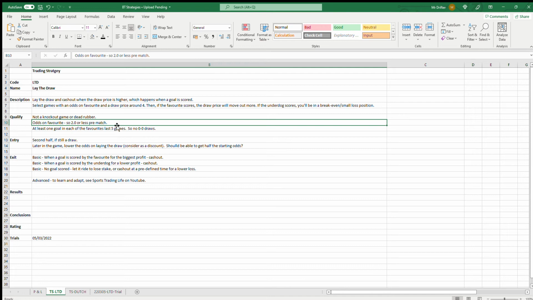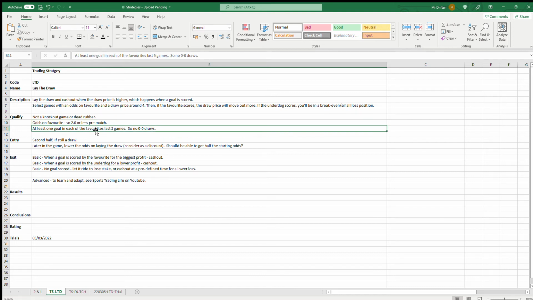You're probably thinking it does obviously help with this trade if you know a little bit about the teams, but probably just looking at the league table would give you this information. What I'm going to do is go on to Betfair in a moment and show you how to actually do this, even if you don't know about the teams.